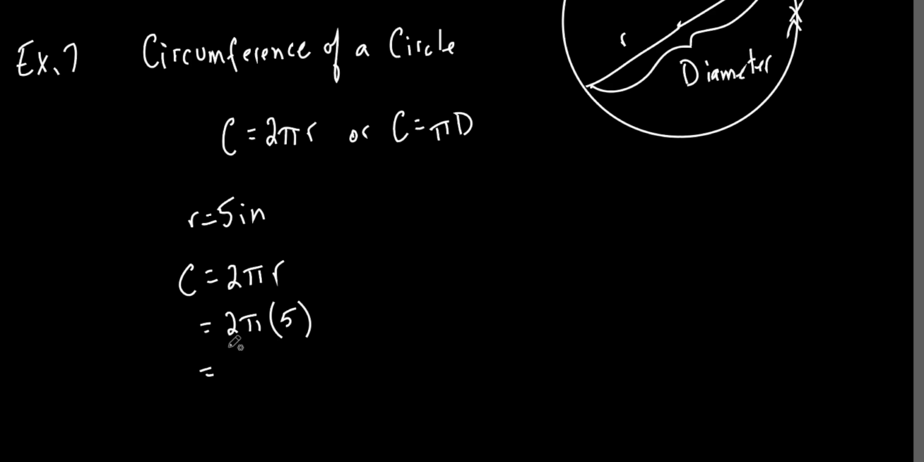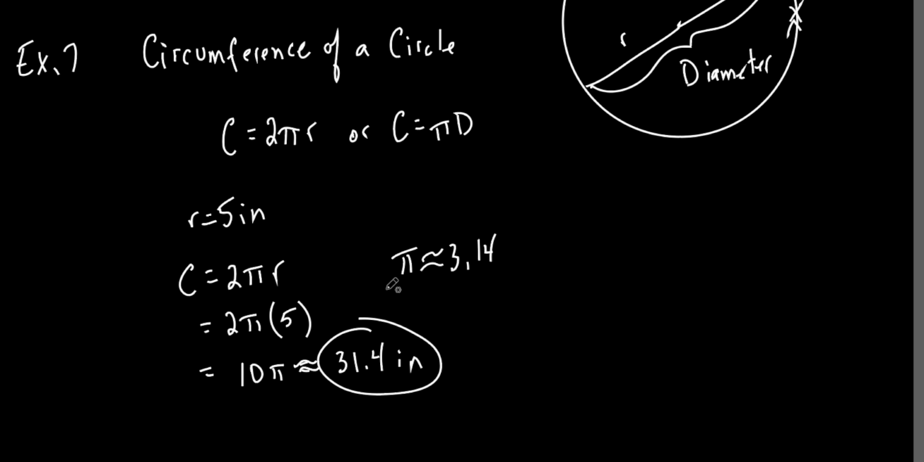So let's do some math. 2 times 5 is 10, and 10 times pi. What is pi? Right. Pi is approximately 3.14. So you could go 10 times 3.14, which is, I should put approximately, 31.4, and it's in inches. That's how you would do circumference.